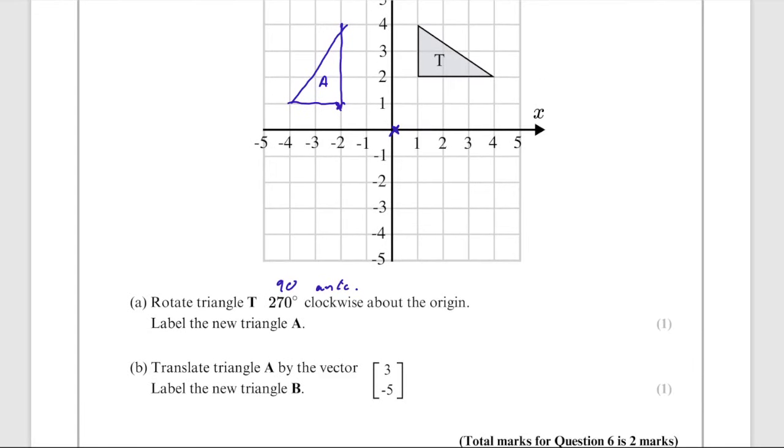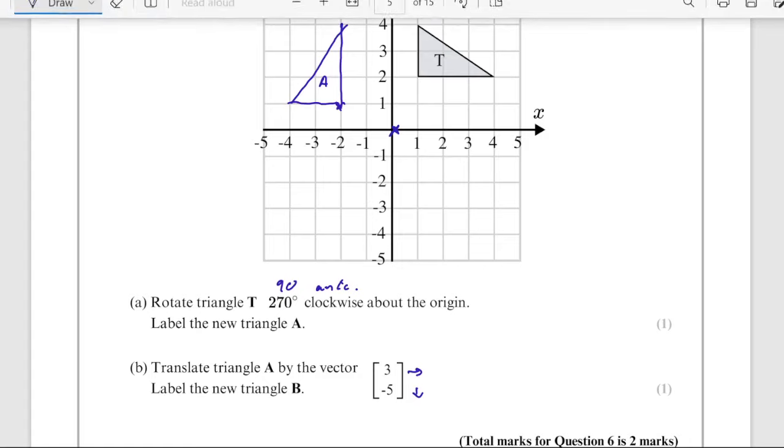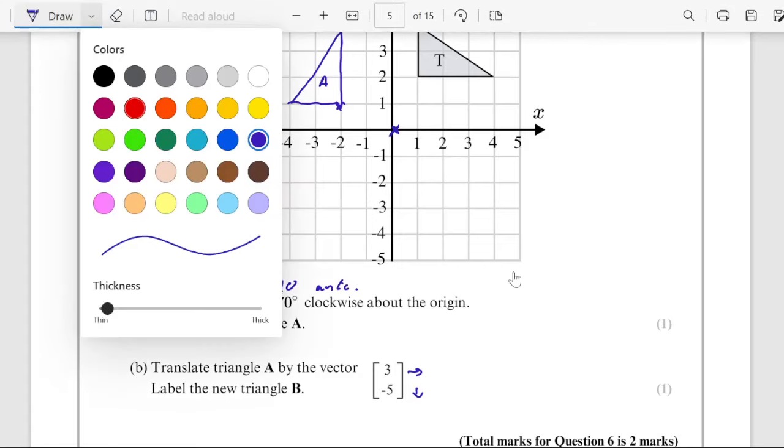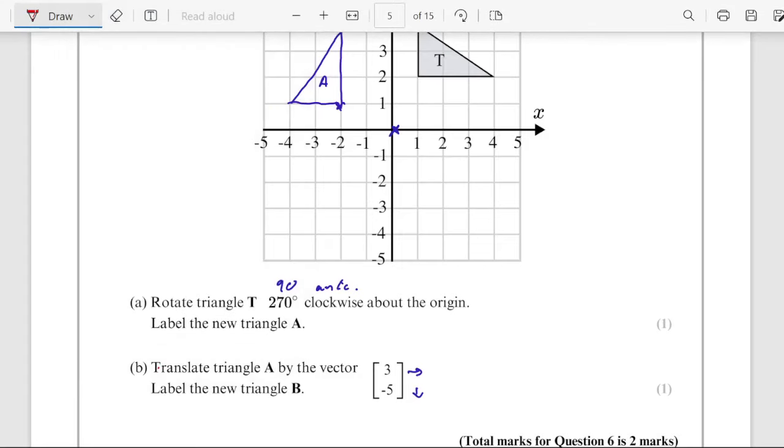Translate the triangle A by a vector of 3, so that means 3 to the right, and minus 5, so that means down 5. So I'm going to pick a point. I actually changed my pen colour for this, just to show. I'm going to pick a point to start with, and I'm moving that point 3 across, and then 5 down. 2, 4, 5 down. So that point is going to move to there. So draw it from there, and that will become my second part. Label this one B.